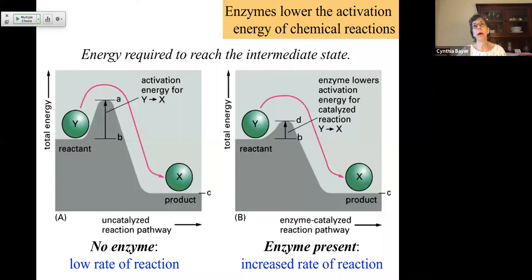It may orient two different substrates relative to each other such that they can form new bonds between each other to form a product. It may actually add a pocket of acidic amino acids and transfer a proton to the substrate in order to convert it to a product.